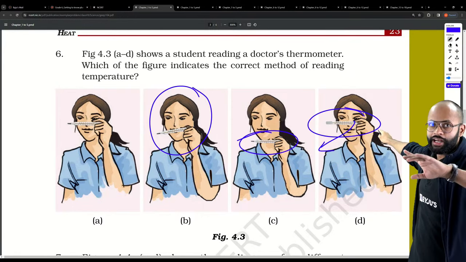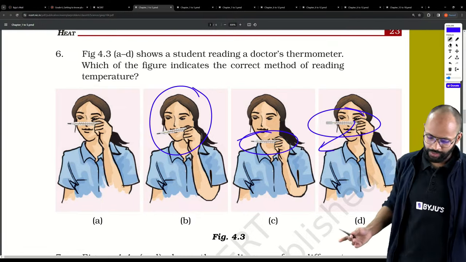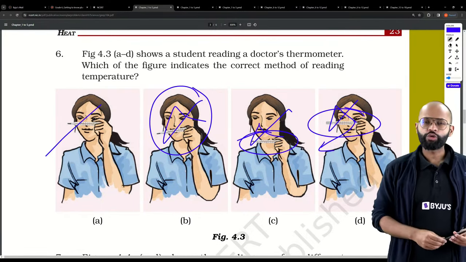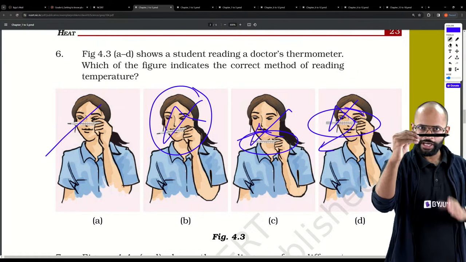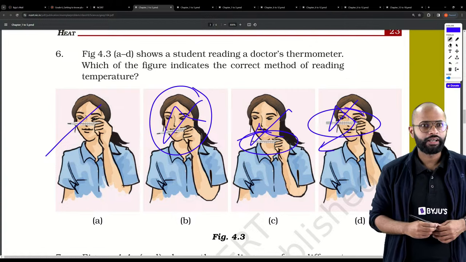Okay, so this is not right. She is holding the thermometer with the bulb. Nobody holds the bulb, so it's completely wrong, right? So this is wrong, this is also wrong, this is also wrong. Sir, this is fine. You should hold the thermometer in the line of sight, horizontal, so that there is no error. Correct? Very good.